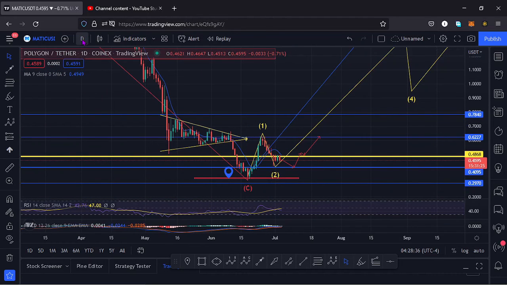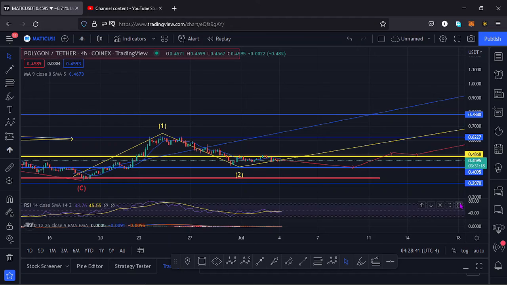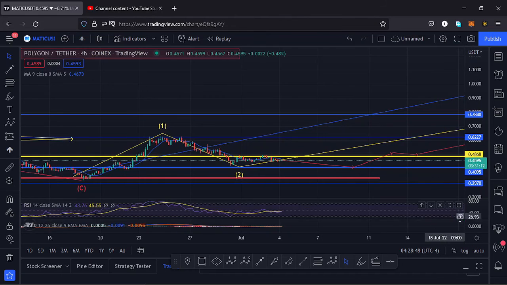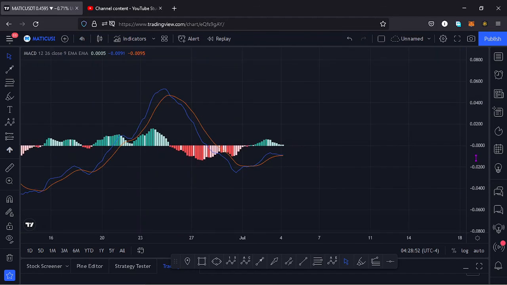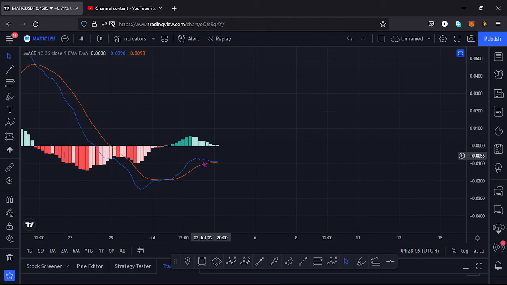Also on the 4-hour chart, on the indicators, you can see that on the RSI we also have room for that move to the upper side and also to the downside. On the MACD, soon we might be printing a bearish cross also, because we are also seeing a decrease in volume on the MACD.